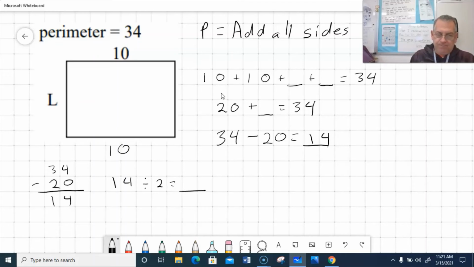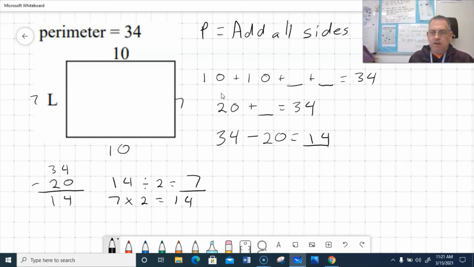I know that 7 times 2 equals 14. So that means that 14 divided by 2 would equal 7. So that means my missing side is going to be 7. Missing side on this one is going to be 7.